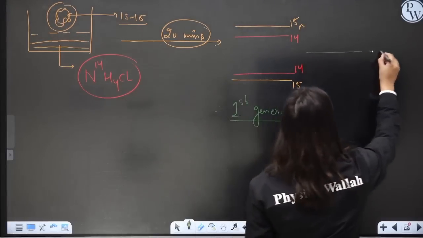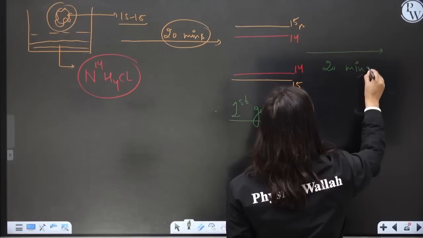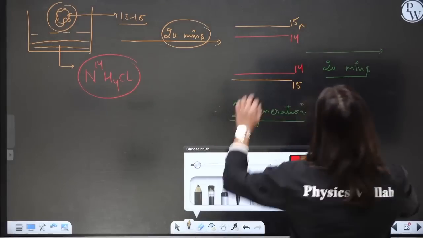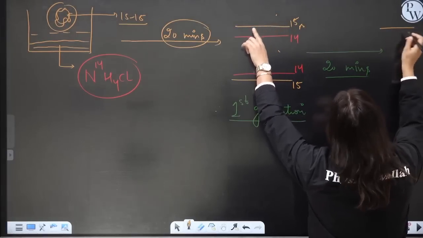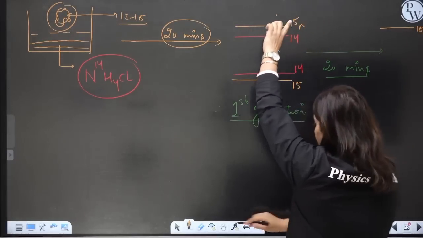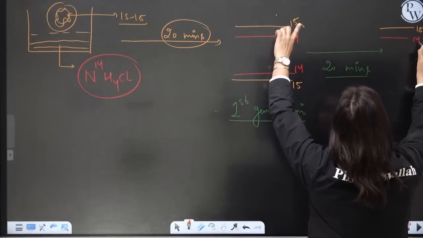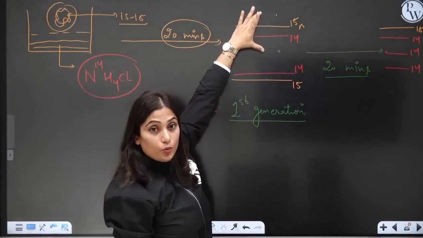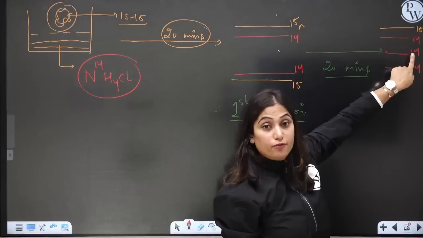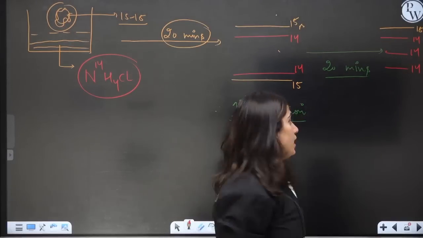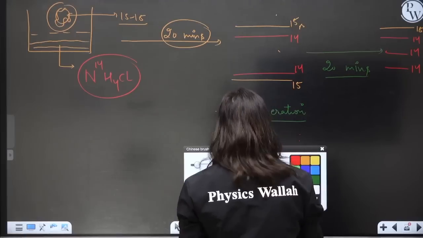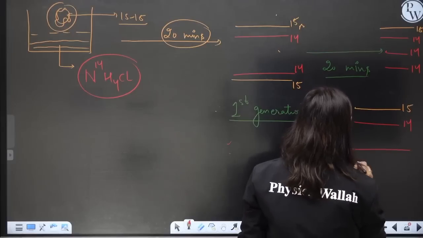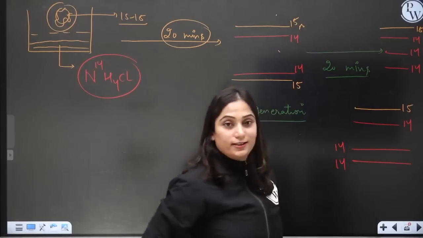Then after a further 20 minutes, we'll get 4 DNA molecules. One strand would be 15, and one would be taken from the medium, that is 14, and the other strand is 14, and one will be taken from the medium, that is 14. So this one DNA molecule will form 2 DNA molecules, that is 15, 14 and 14, 14. Likewise, this lower one will also form 15, 14 and 14, 14. Are you getting my point?